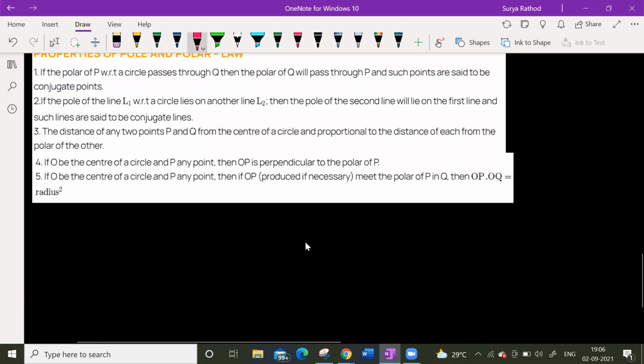If O is the center of a circle and P is any point, then OP produced if necessary meets the polar of P in Q, then OP times OQ is equal to radius square. Very, very important. This one is very important. Again: O is the center of a circle and P is any point, then OP meets the polar of P in Q, then OP times OQ is equal to radius square. Look at the diagram here.